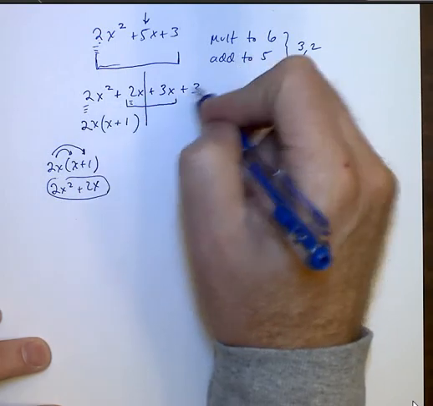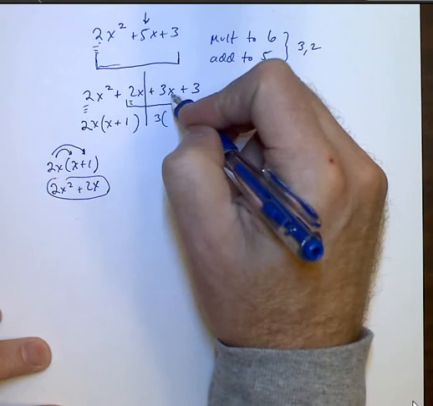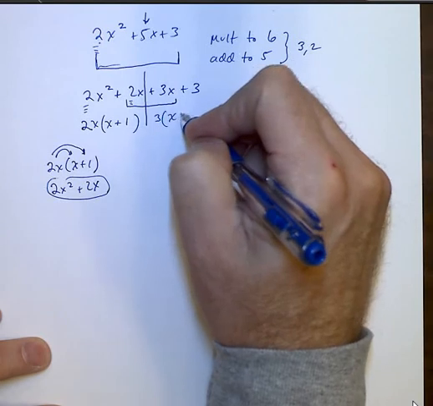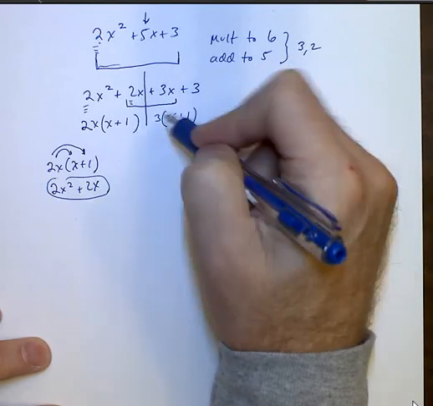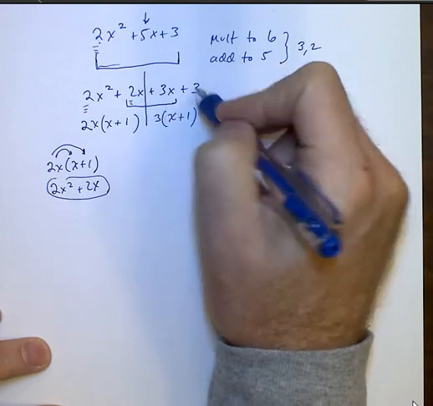So 3 and 3, I can pull out a 3. And that's all I can pull out. There's an x here, but there's no x term here, so there's no common factor. What that leaves me with is x plus 1. And if I went ahead and checked it, I'd have 3x plus 3. And that is exactly what we started with.